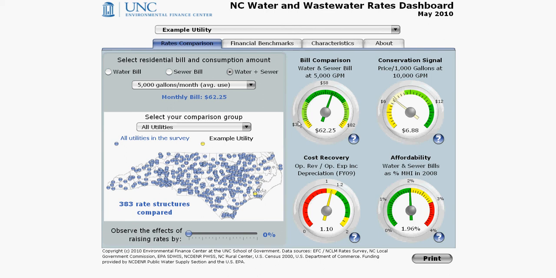For the selected utility, the operating ratio is 1.10, which is the number you see at the bottom. This is good, but should probably improve in order to plan for future capital cost increases. The good news is that the utility has more revenues than expenses.